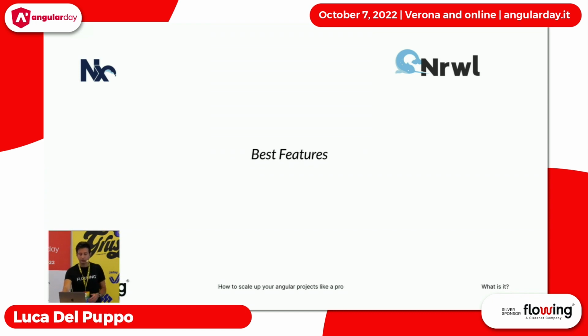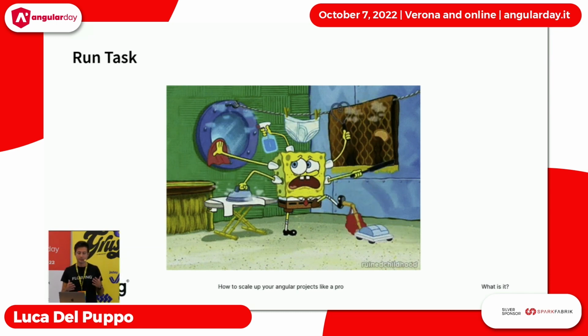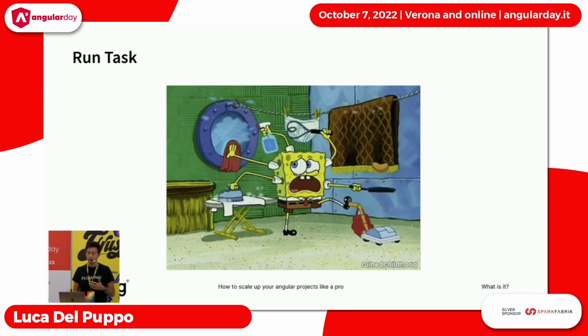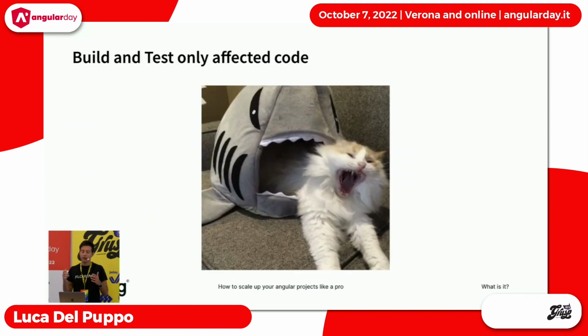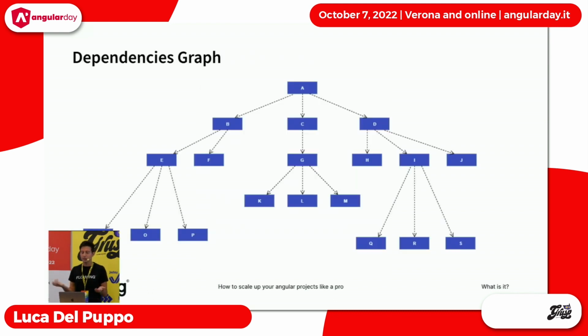Which are its best features? The first one, Nx is a very good task runner, so it's able to run your build, your test, your lint command, but it's also able to cache the result of your task. So it's able to improve your building and testing time. Another important feature is that Nx is able to understand what has changed in your code base. So it's able to rebuild and retest only the code affected by the change, so you can prevent a waste of time during the build or the test. The last one is the dependency graph. This is the cherry on top for me. It's a web application where we can visualize the status of our workspace, so we can check the libraries and understand how they relate to each other.